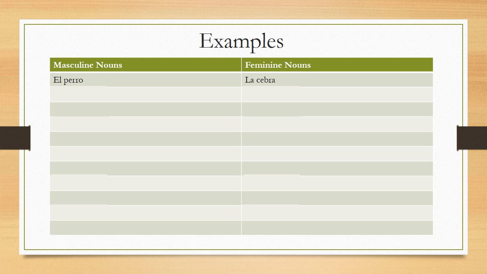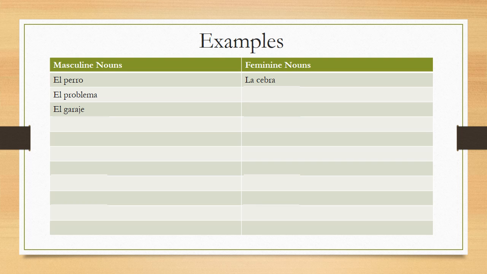And then la cebra, which means the zebra, that is a feminine noun, so just your standard A ending, so it's feminine. We have el problema, which I mentioned before. It has an MA ending, so you don't want to get tricked by that A. It doesn't have an A ending, it has an MA ending, so just be careful about that.